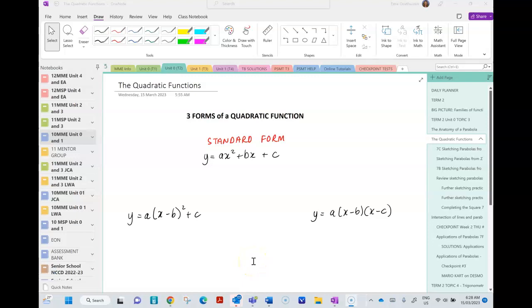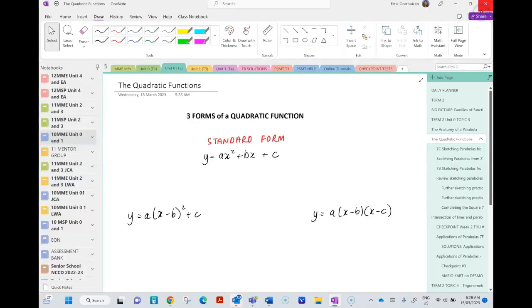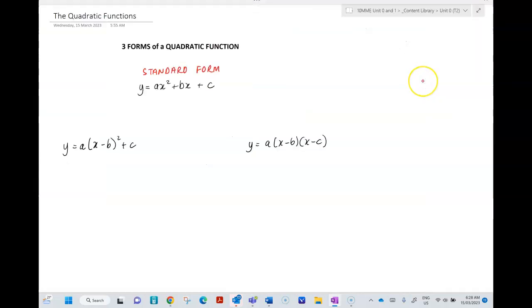All right, so we're just going to talk about the quadratic function in general, and we're first going to look at the three different forms in which you can write a quadratic function. So the first one you're probably used to, because we have been talking about this one quite a bit, and that is what is called the standard form. So it's y = ax² + bx + c.